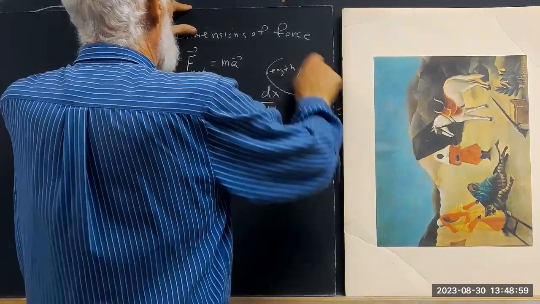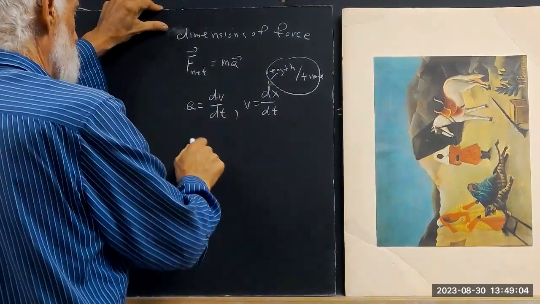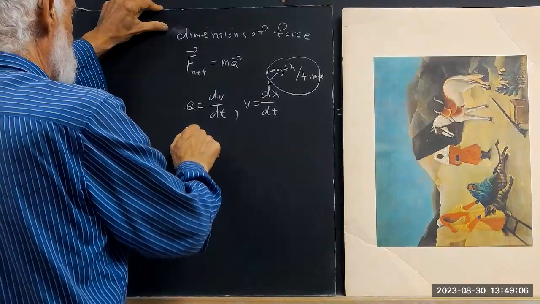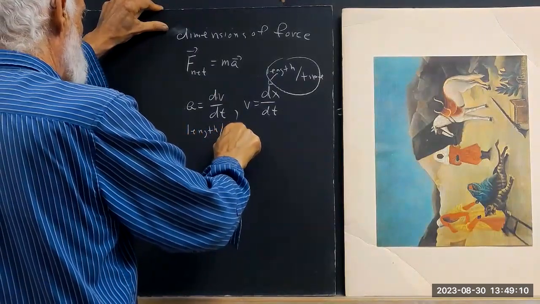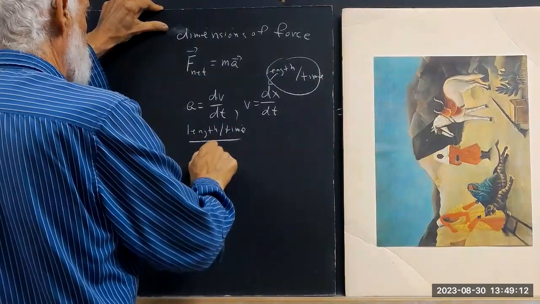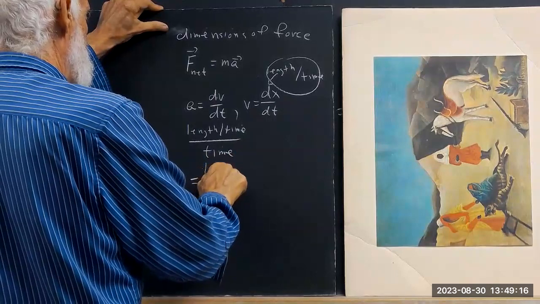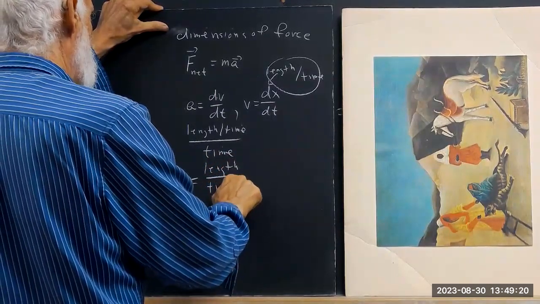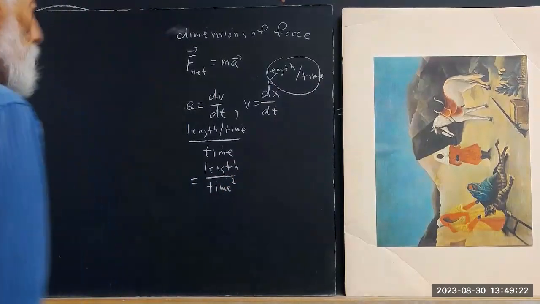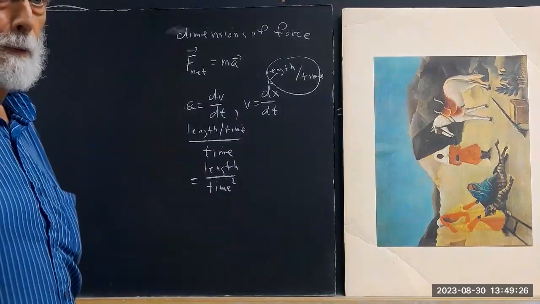Divided by time. Acceleration is change in velocity. That's length divided by time over time, which is length over time squared. In SI units, it would be meters per second squared.